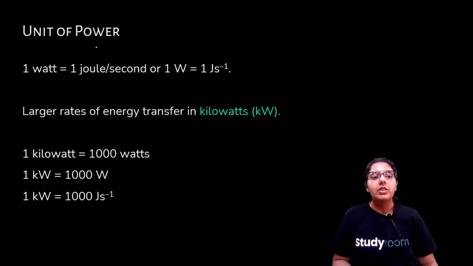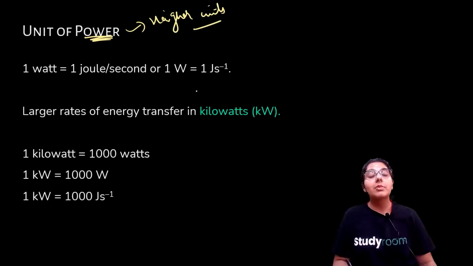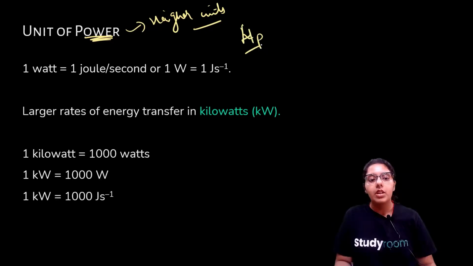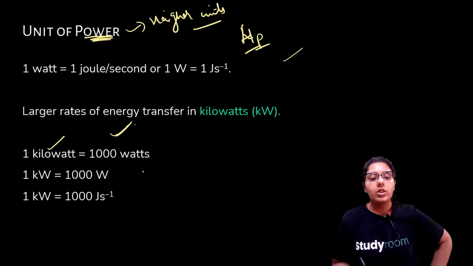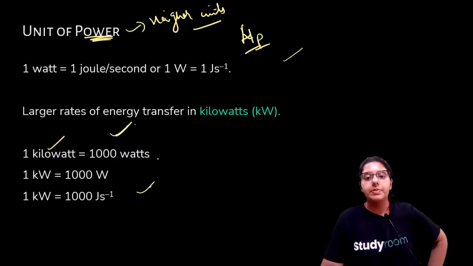So units of power. When we talk about power, we talk about higher units in practical applications. For example, the power consumption in your houses is measured in horsepower. Other units are like kilowatts. So 1 kilowatt is 1000 watts, that is 1000 joule per second.